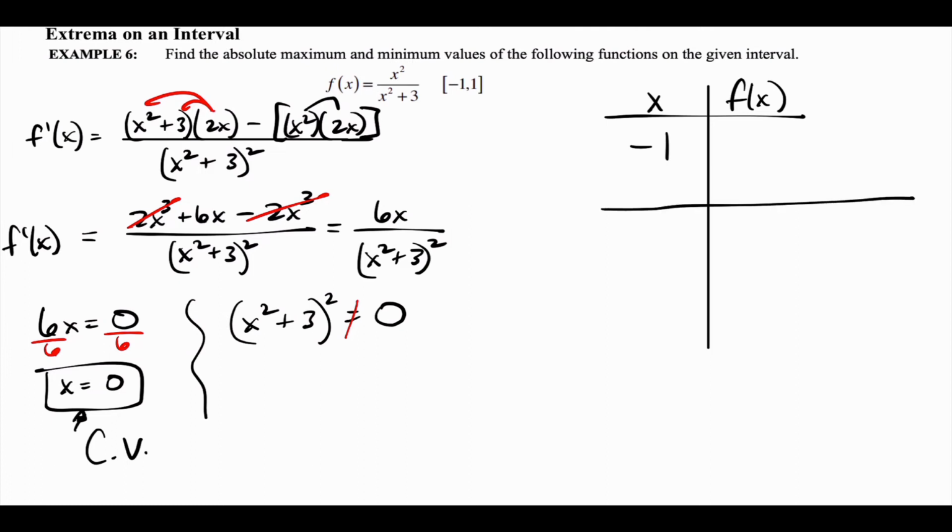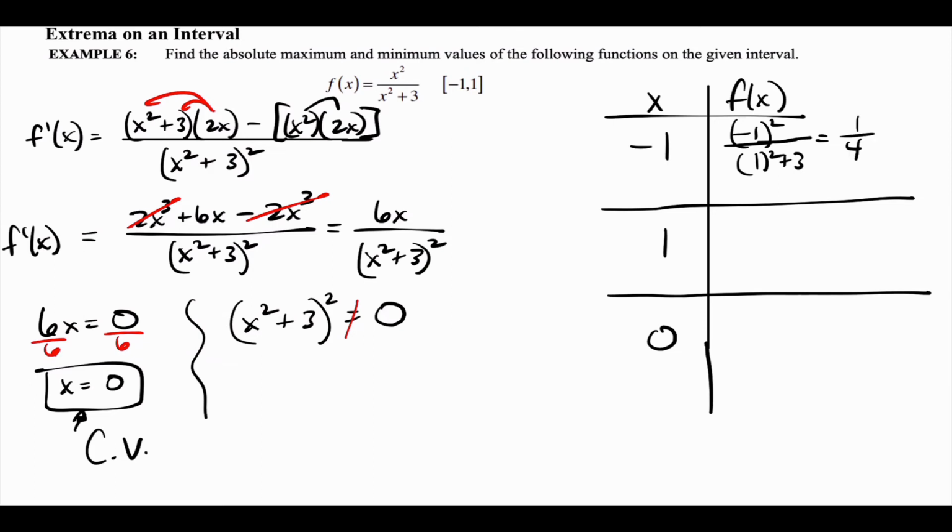Check the beginning. Check the end. Check any critical values. Okay, so I'm going to plug in -1. -1 squared over 1 squared plus 3. So I get 1 over 4. I don't even have to plug in 1 because I'm going to get the same answer, 1/4. And 0, I can do in my head. What am I going to get? 0.